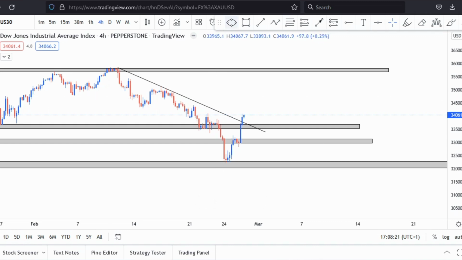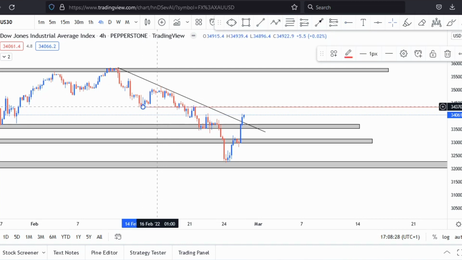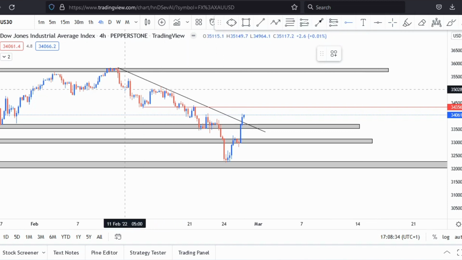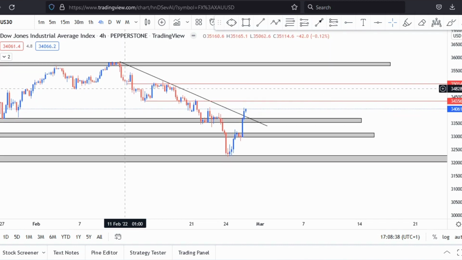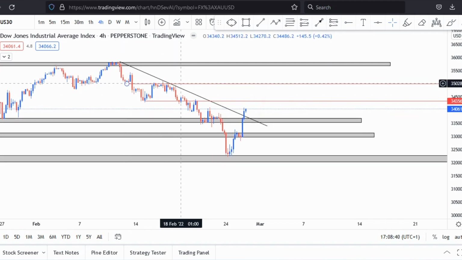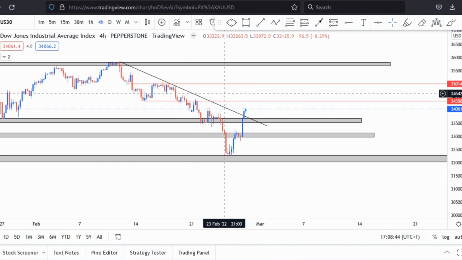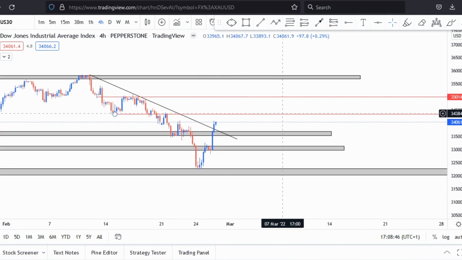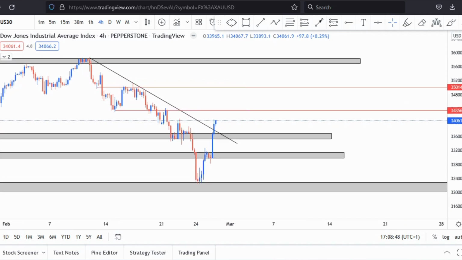Next is to identify these key areas that I mentioned, and I'll be representing them with this red line over here. So this is one of the key areas. That's one identified. The next area will be this key area here as well, which was tested here, and then this area as well, and this one tested here, here, and here. So these are areas that we'll be looking out for in the coming week.